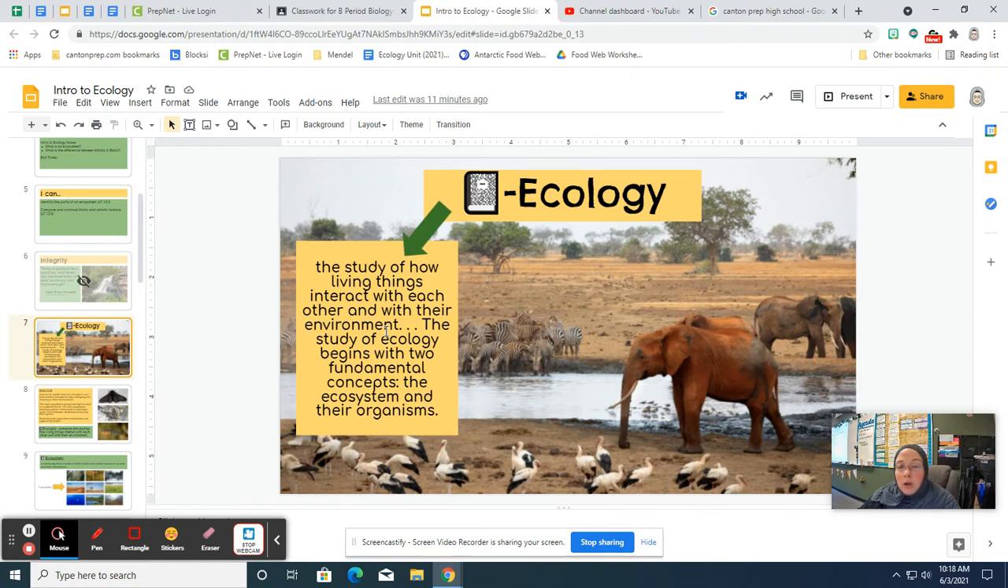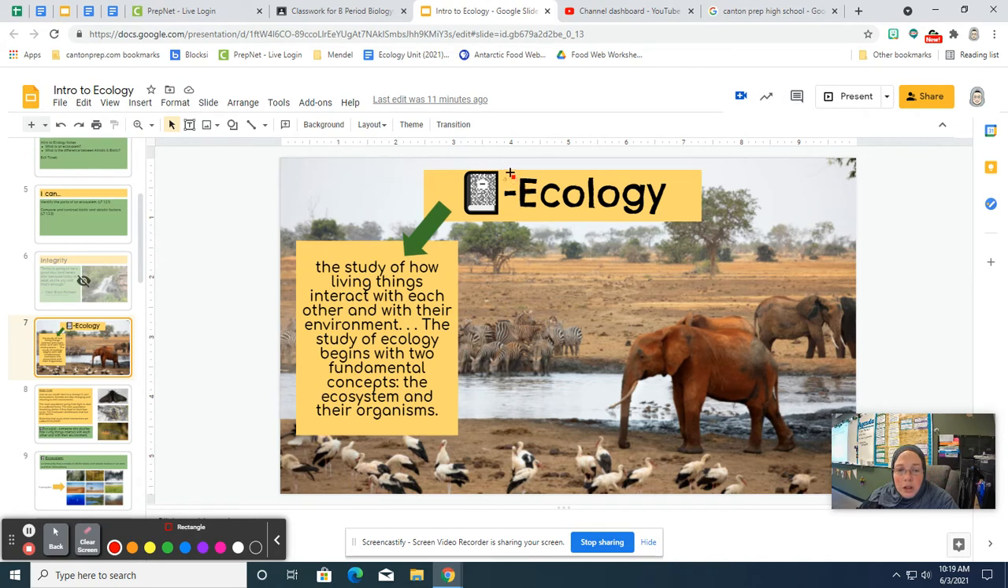First of all, let's talk about this unit, ecology. What does the word ecology even mean? All right, so ecology is the study of how living things interact with each other and with their environment. So when we talk about the study of ecology, we're going to talk about two fundamental things. We're going to talk about the ecosystem, and we're going to talk about specifically the organisms within that ecosystem.